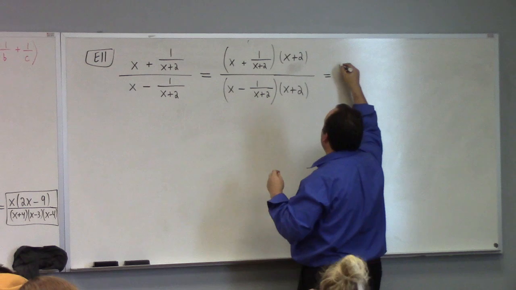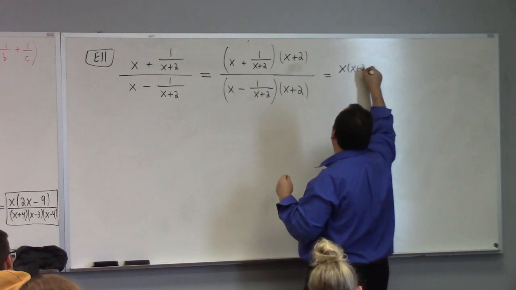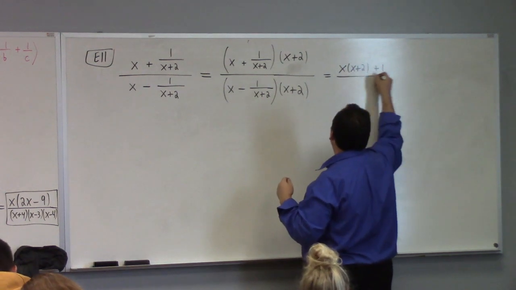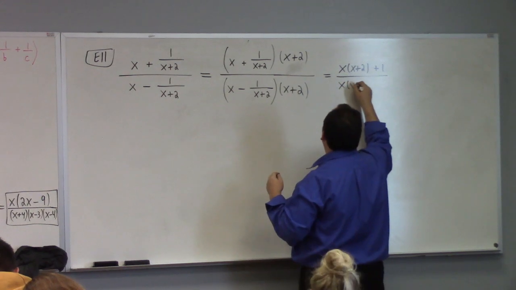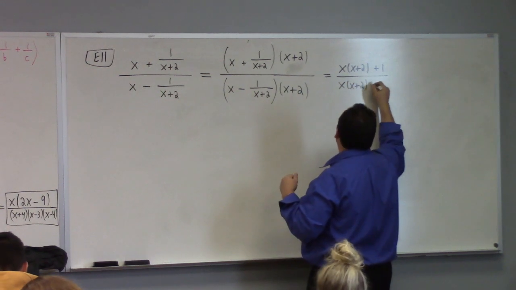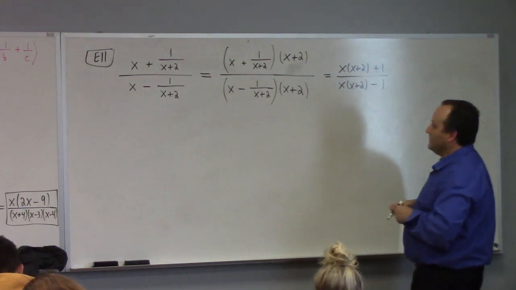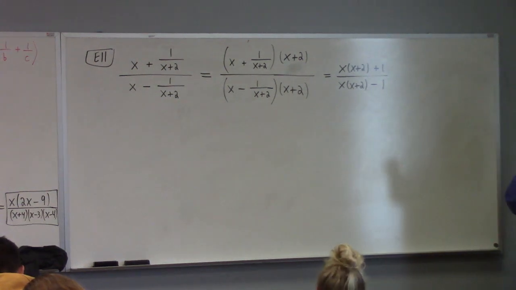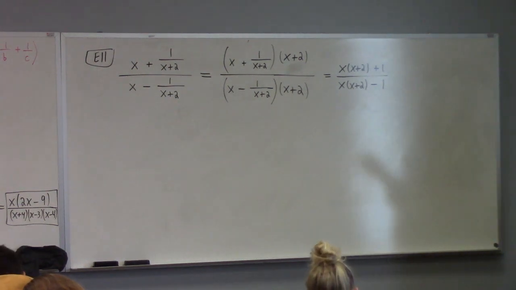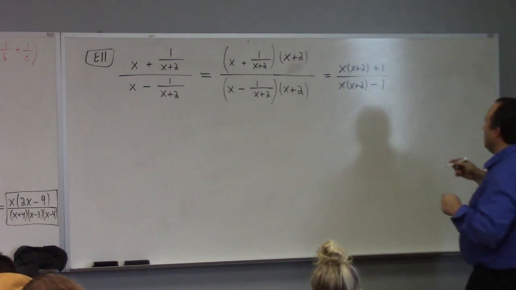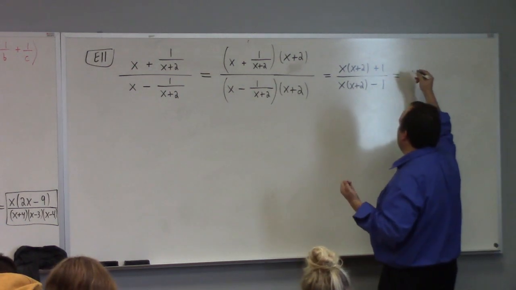See, what we get is x times x plus 2 plus 1 divided by x times x plus 2 minus 1. See, because the x plus 2 over x plus 2 cancels. Does that make sense? And then what? Maybe something nice happens here.